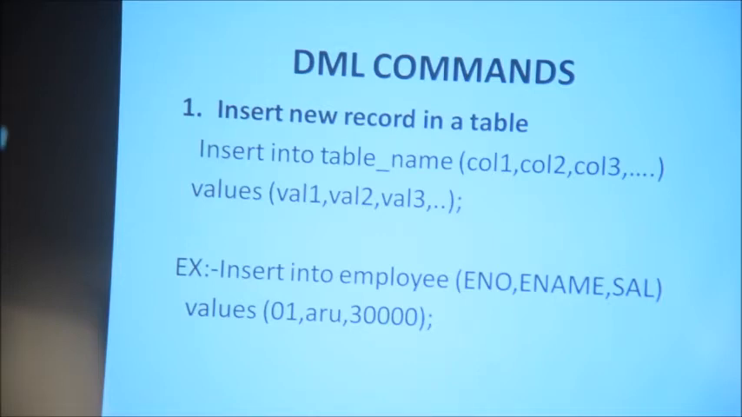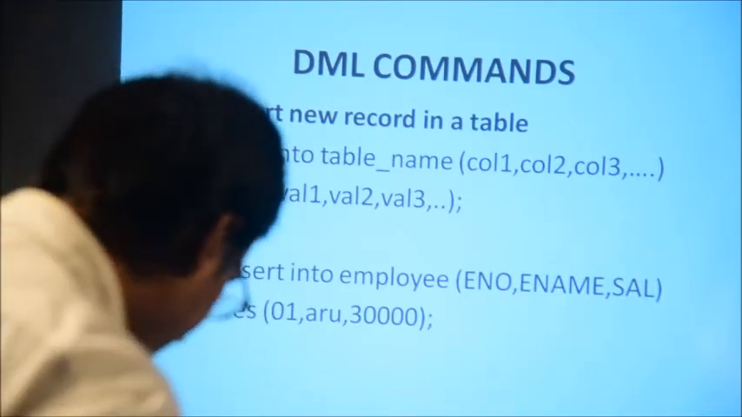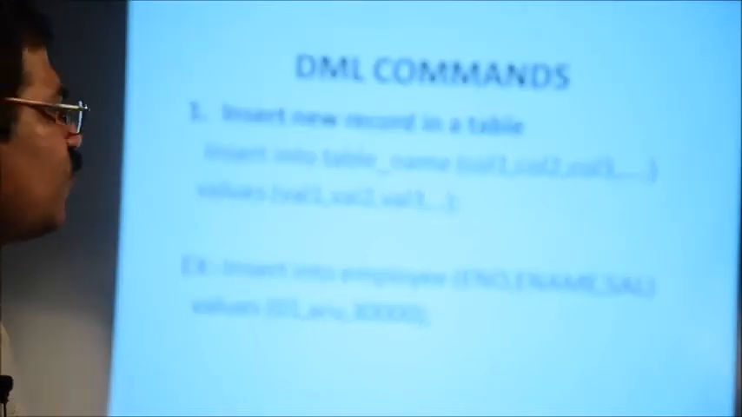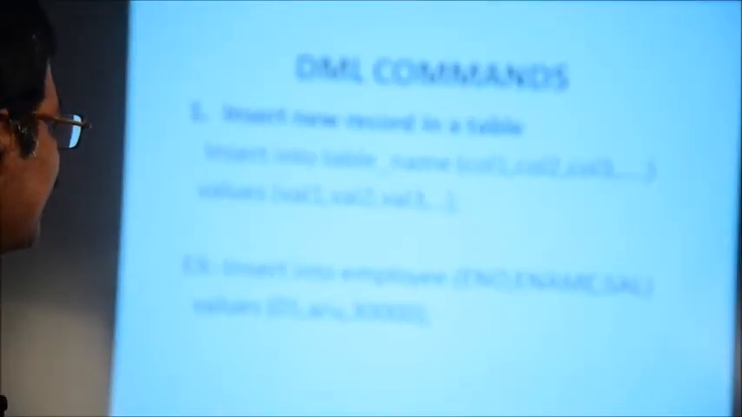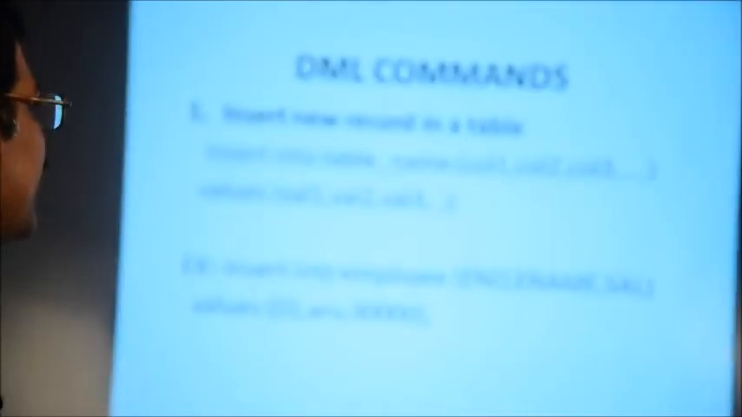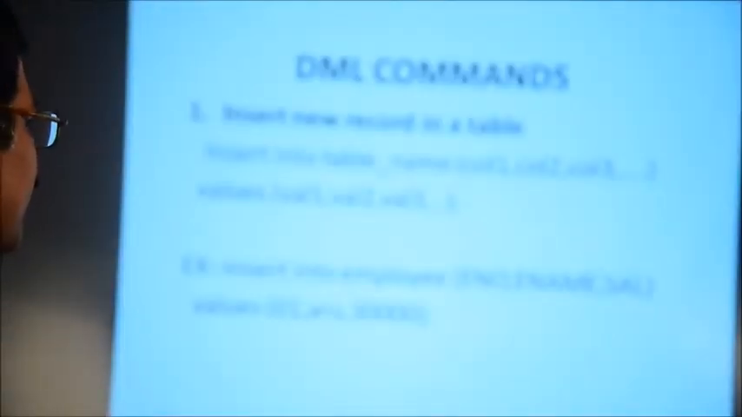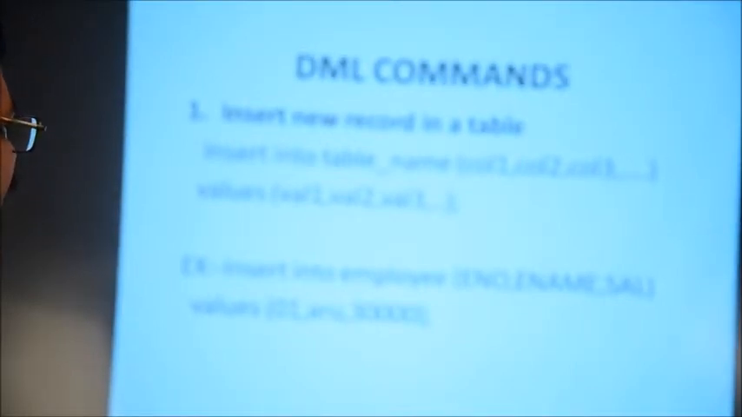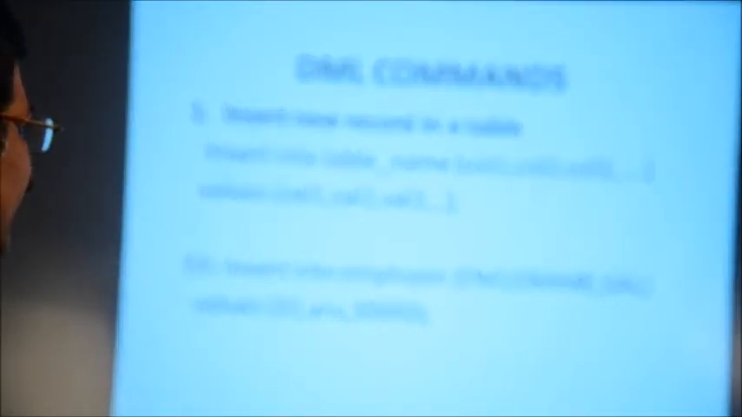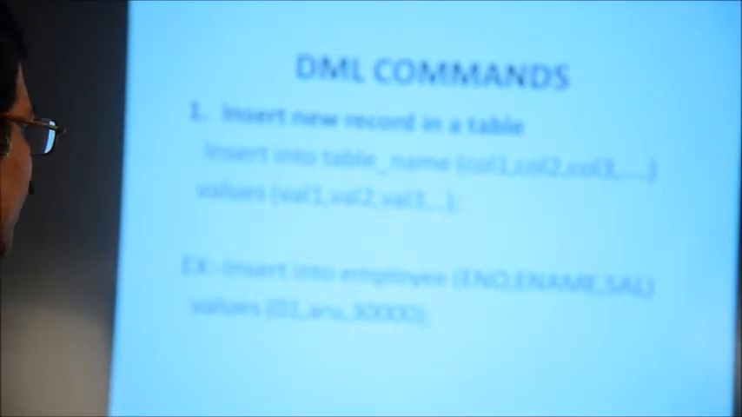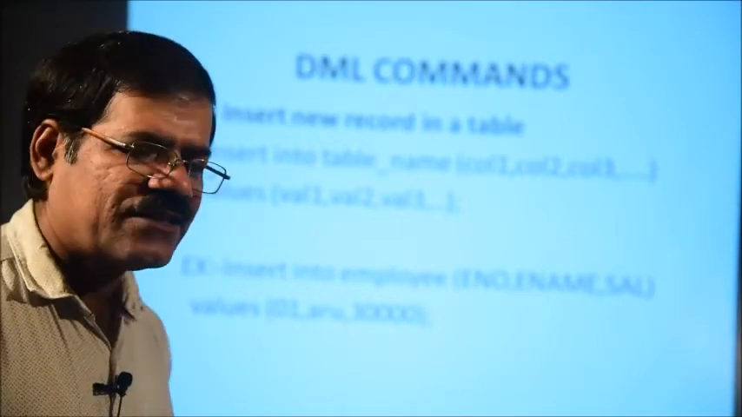Employee number is a number type, so let the value be 1. Employee name is character type, the value is let it be Aru. Salary is a number type, and the value is 30,000. So, 01 Aru 30,000 is the value. E number, e name, salary are the attributes or fields or columns of the employee. The employee having 3 fields, employee number, employee name, salary, and values are 01 Aru 30,000. So, the one record is inserted.